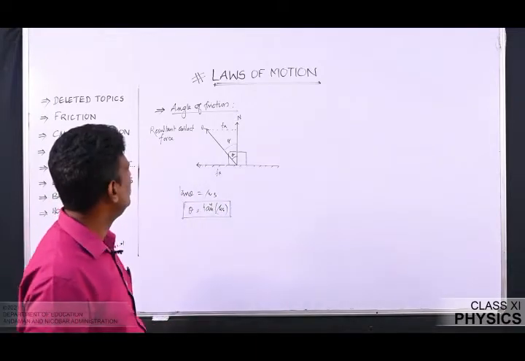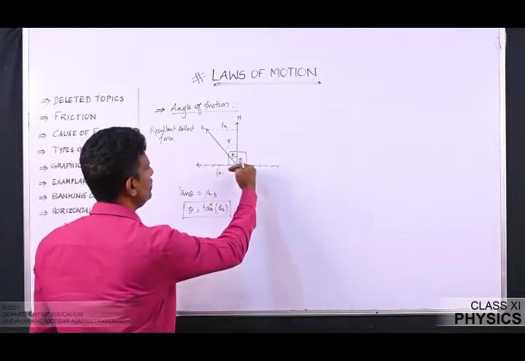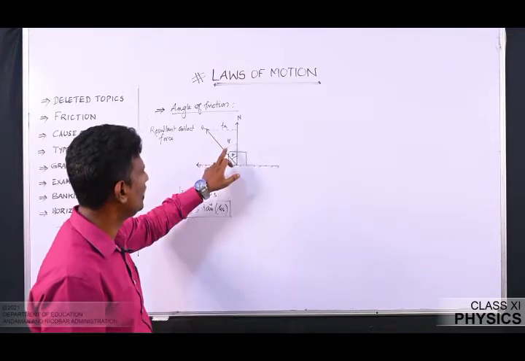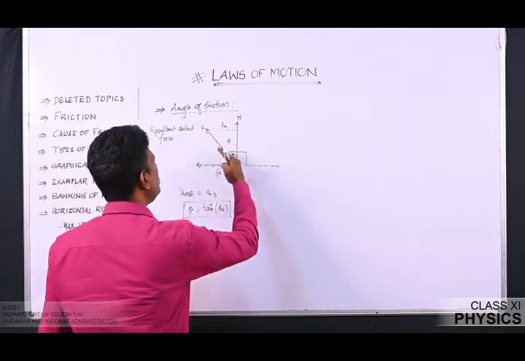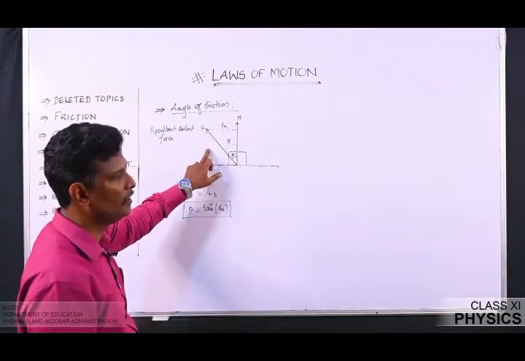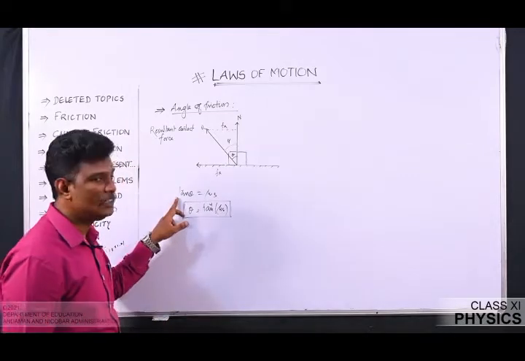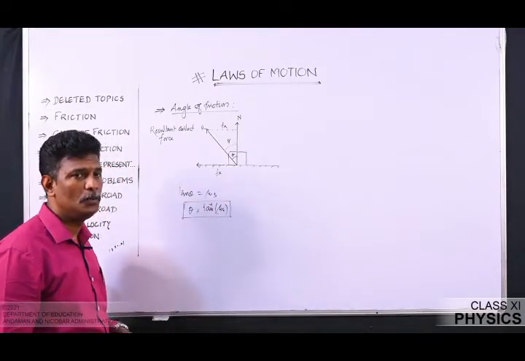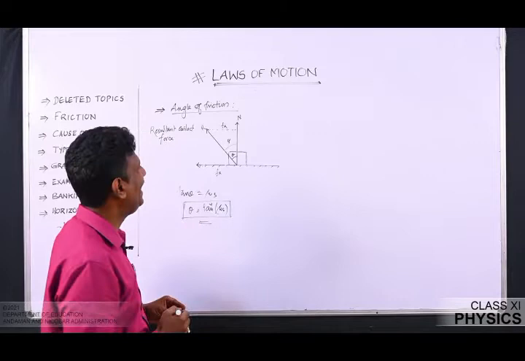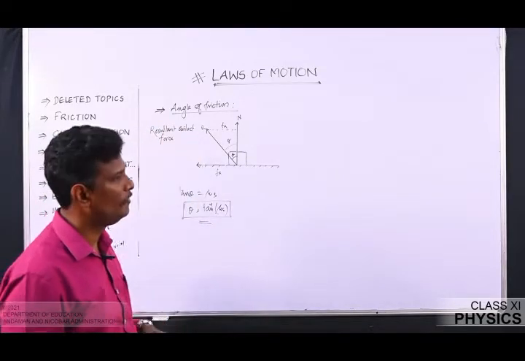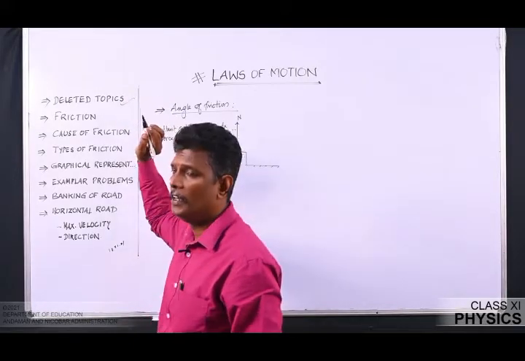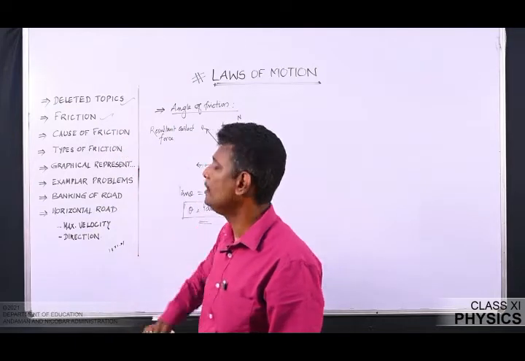So, where will be the resultant contact force? Obviously, this is one direction and this is one direction, that is the normal reaction making an angle theta. So, this will be the resultant contact force making an angle theta. So, tan theta is equal to mu s. So, we can write theta is equal to tan inverse mu s, which is called angle of friction.